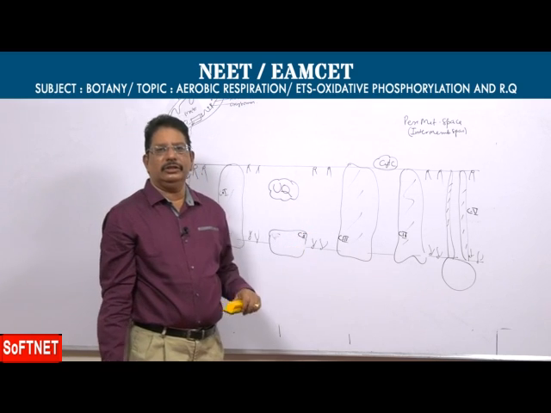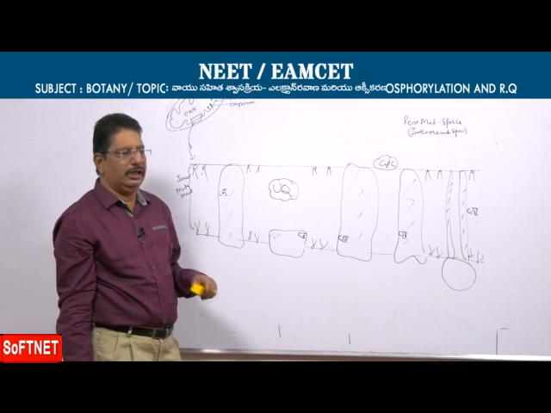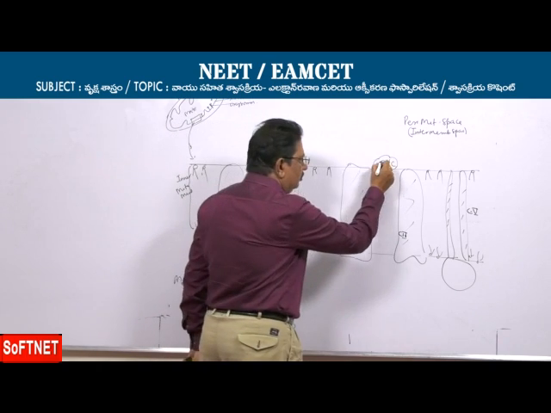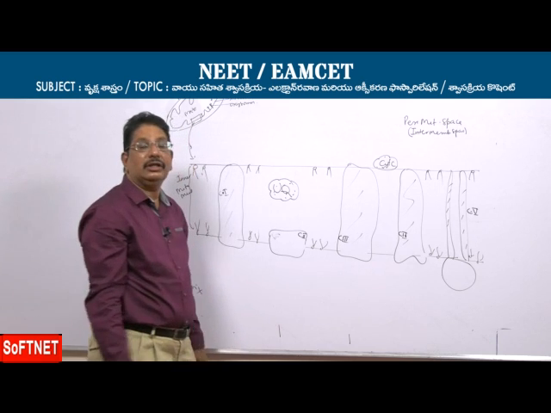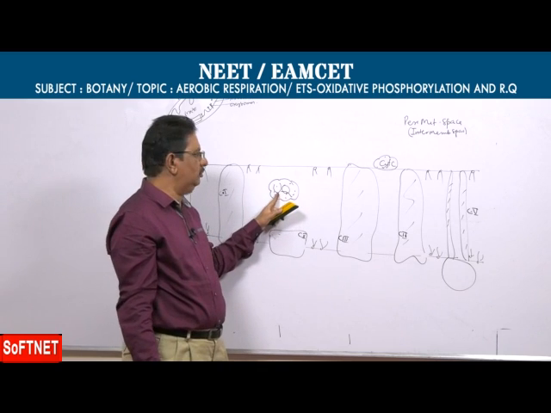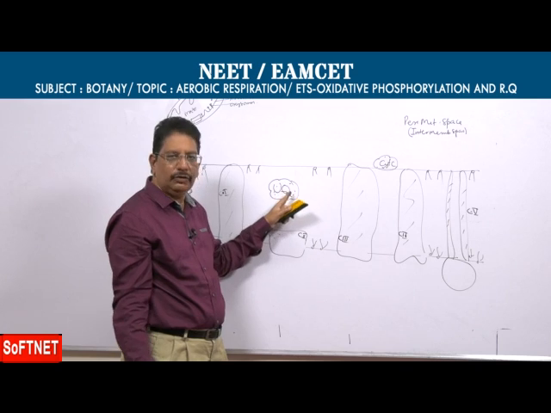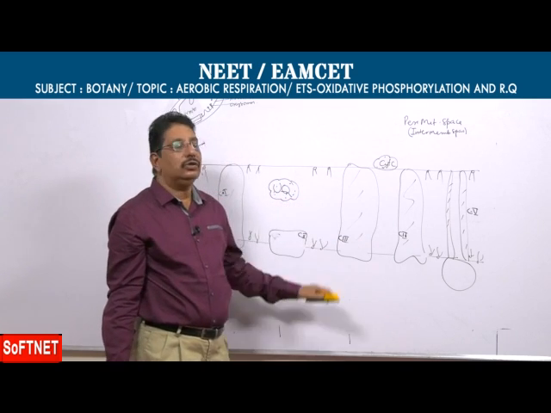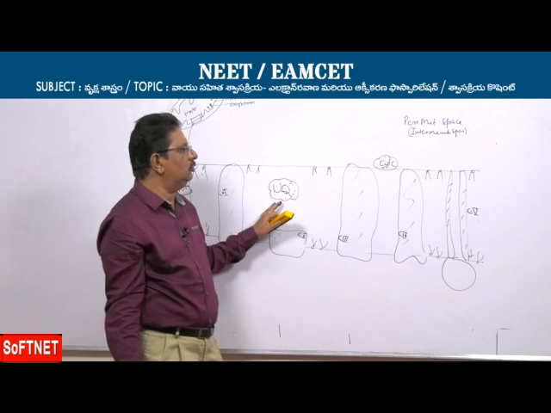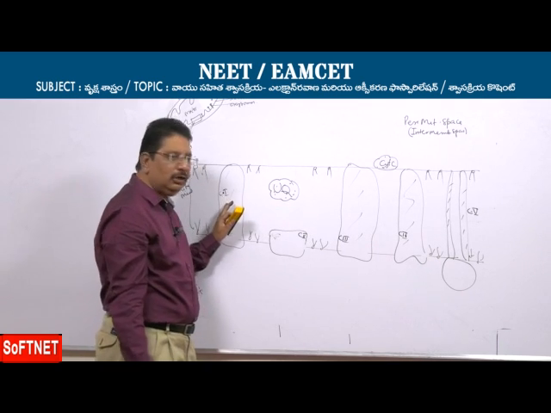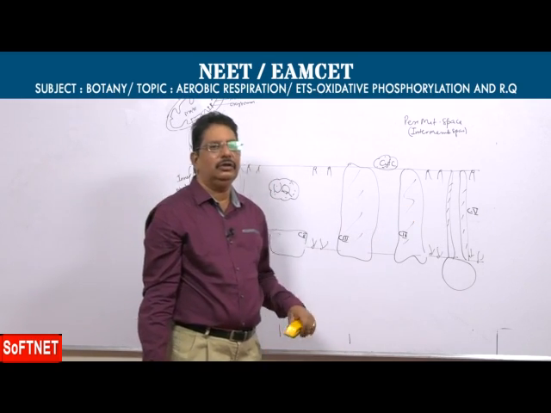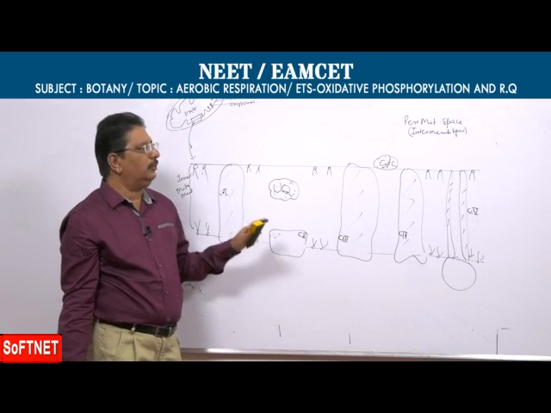Along with these complexes, for completion of this fourth step, they require 2 important molecules which serve as electron carriers, like ubiquinone, UQ means ubiquinone, and cytochrome C. So, cytochrome C and ubiquinone are the 2 electron carriers, along with complex 1, complex 2, complex 3, 4, and 5 involved in the finishing of the last step.